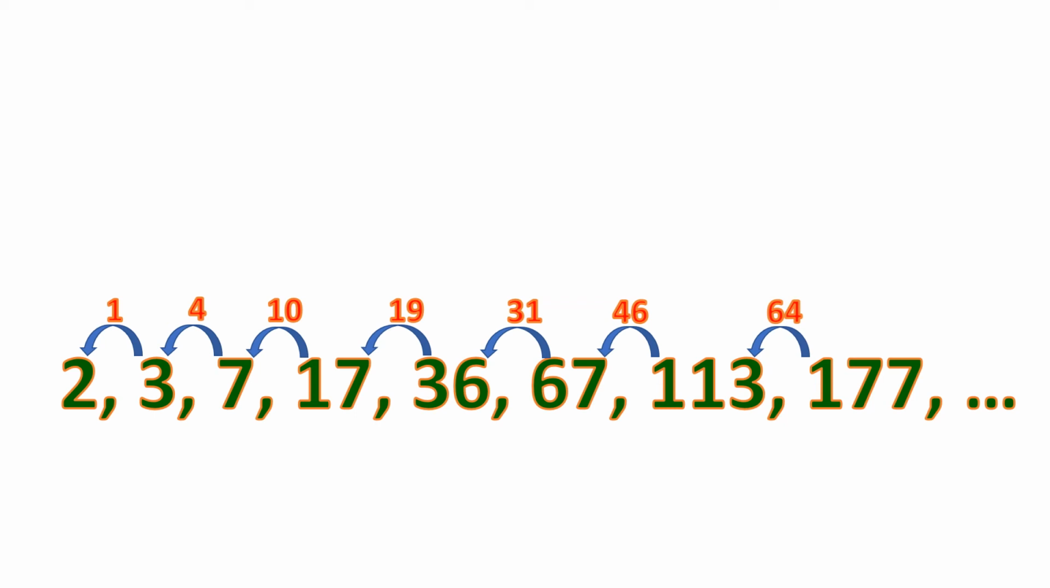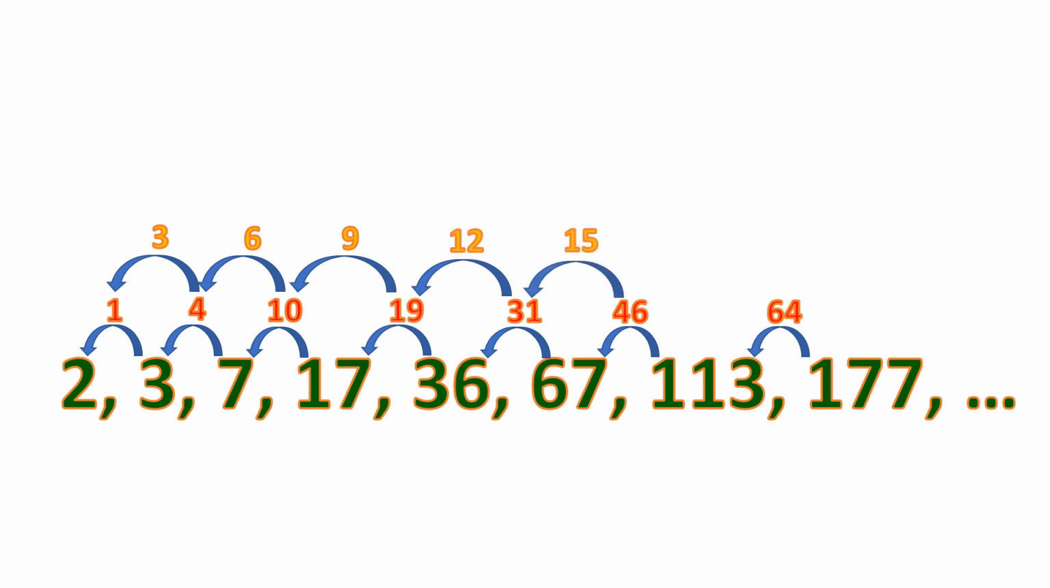There's no common difference. Now let us try to check if it's quadratic. Let's subtract the differences to get the common difference. 4 minus 1, that's 3. 10 minus 4 is 6. 19 minus 10, 9. 31 minus 19, 12. 46 minus 31, 15. 64 minus 46, 18. And so on. So there's no common difference on the differences. So it is not a quadratic sequence.